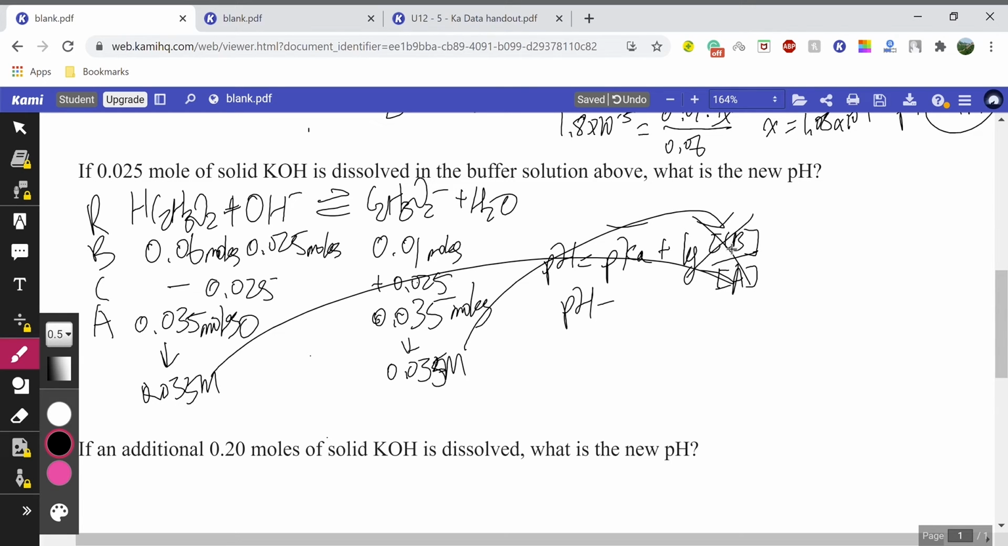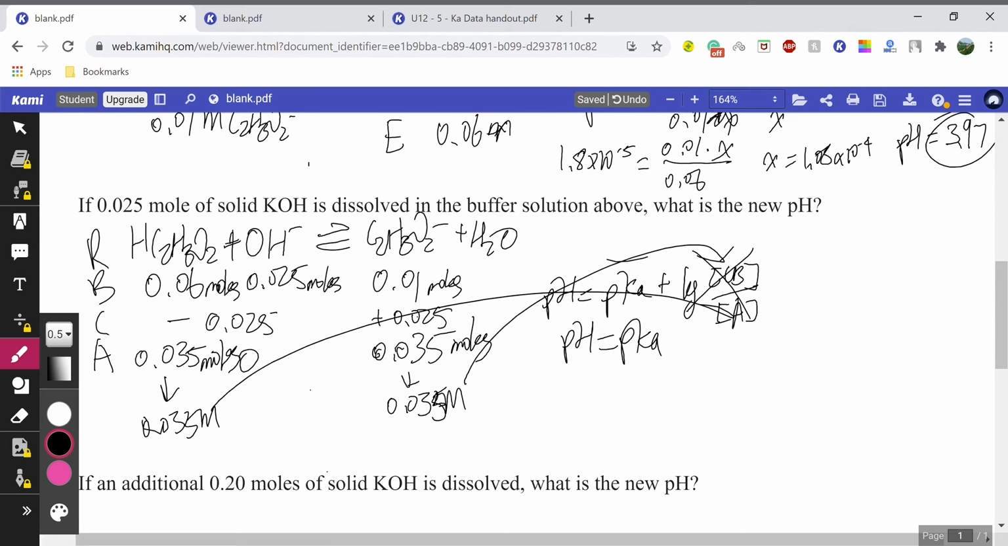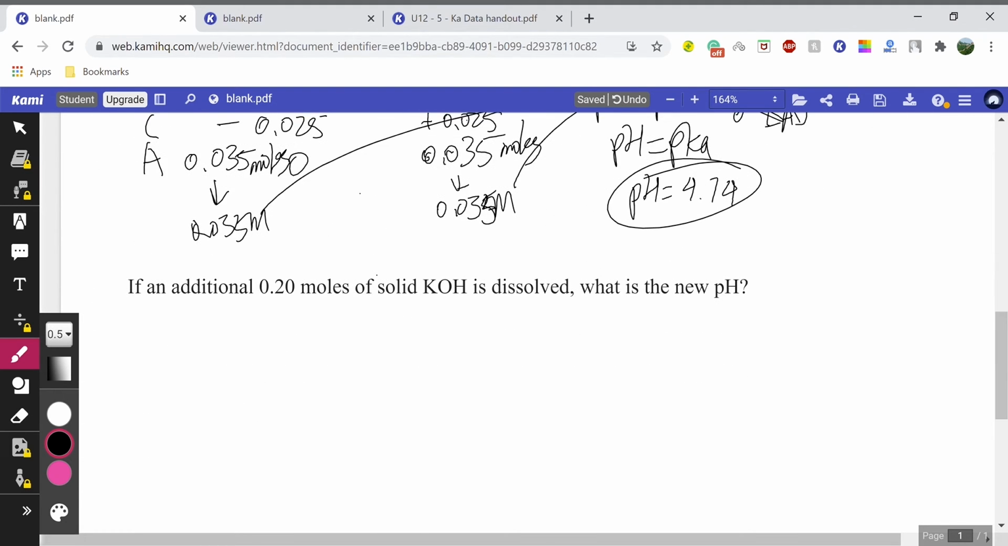So pH is going to be equal to the pKa. And what is the pKa? pKa is going to be the negative log of Ka, which is 1.8 times 10 to the negative 5th. So negative log of 1.8 e to the negative 5th will be 4.74. So pH is going to be equal to 4.74. Next, we're going to add more KOH. So we're going to have to do a new RBCA chart.